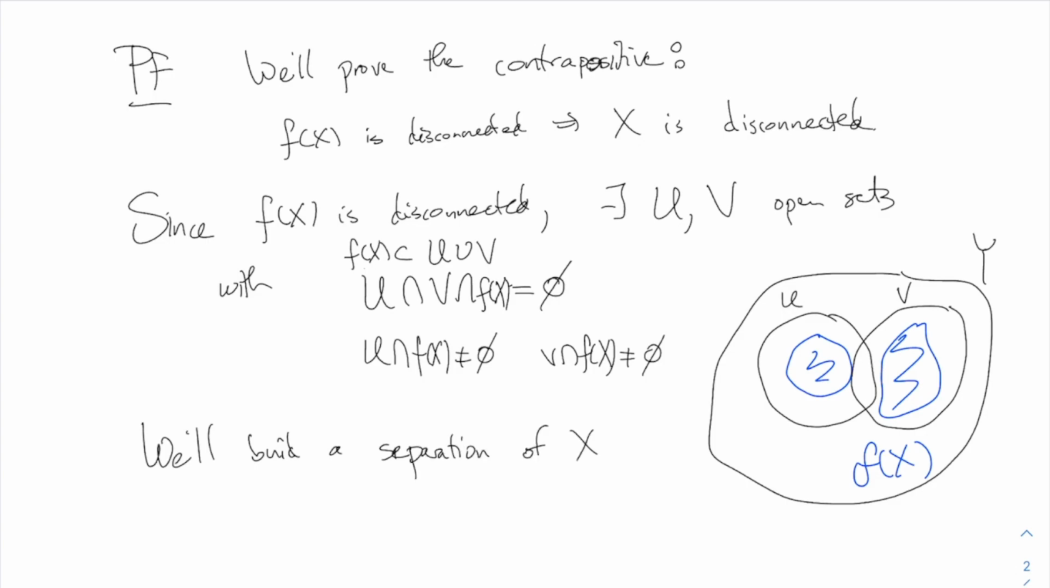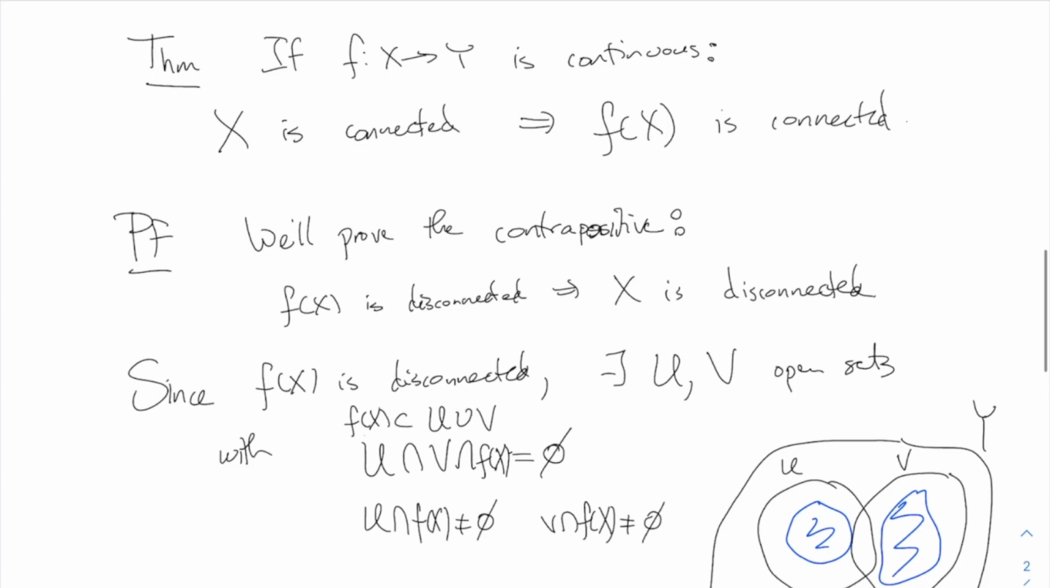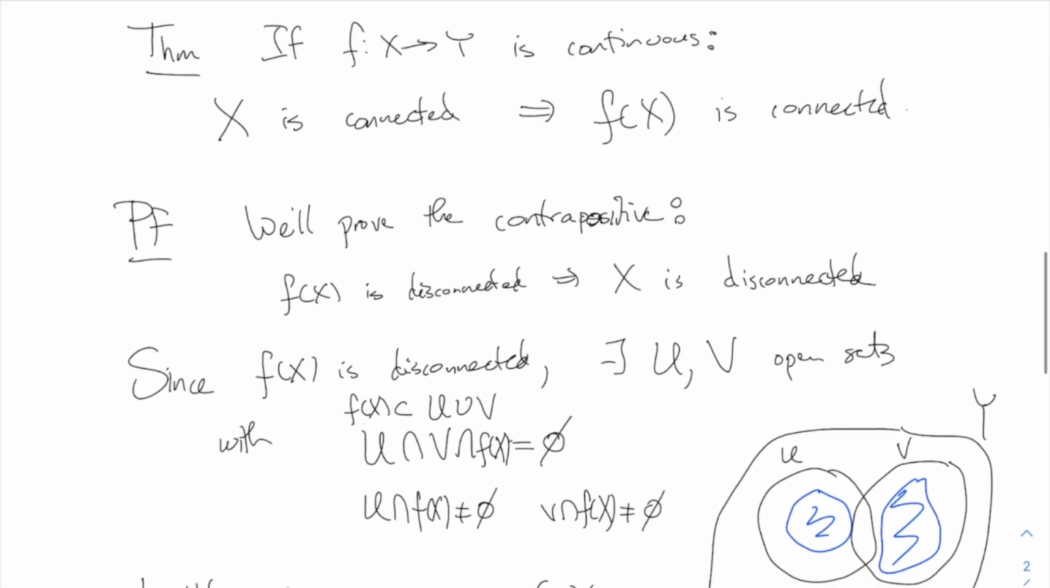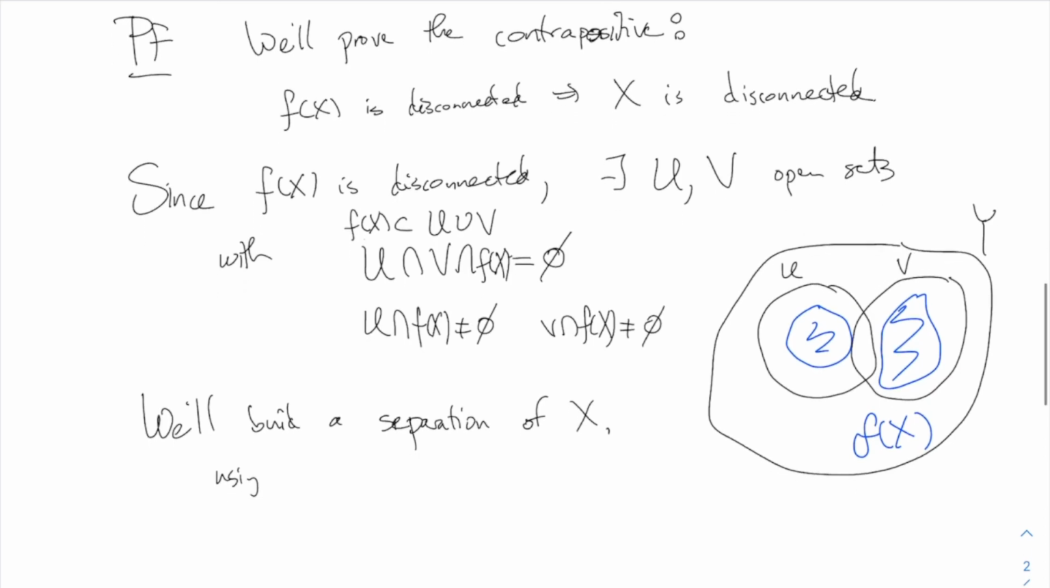And all we have, our only tool to do that, is the assumption of the theorem, which is that f is continuous. That's really all we have to work with. So we'll build a separation of x using continuity of f, because that's all we got. So the only thing to do is to use the continuity of f.